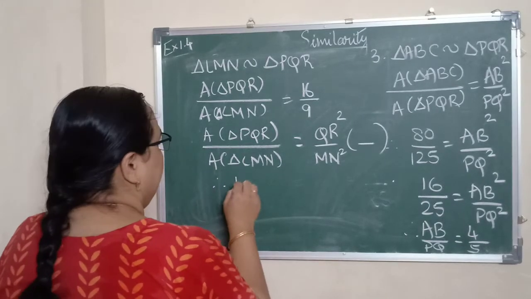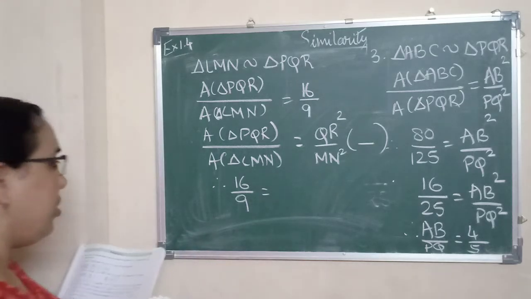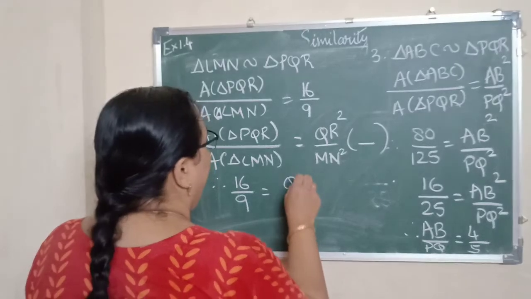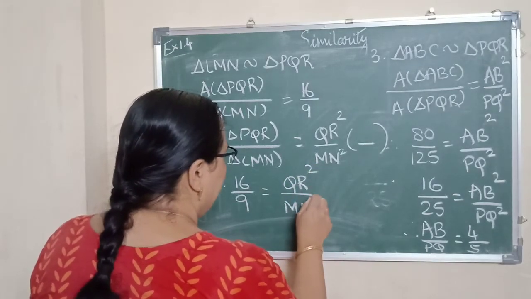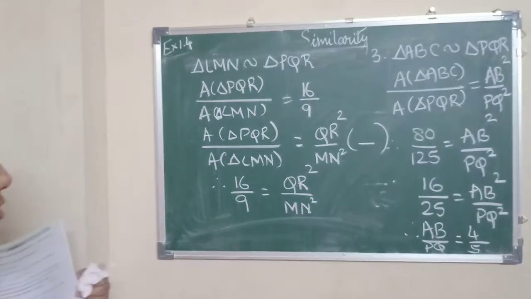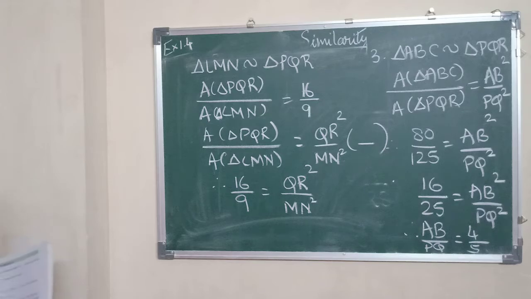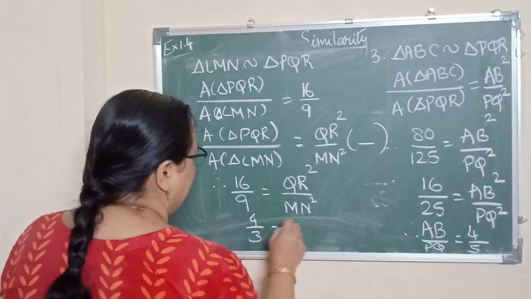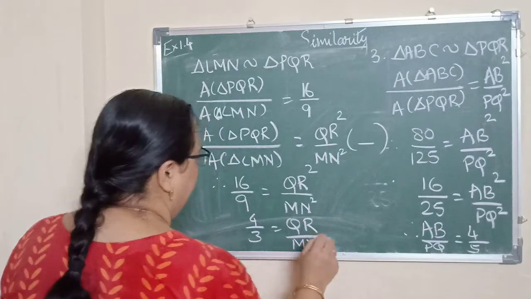Therefore, 16 upon 9 equals QR squared upon MN squared, and QR is given as 20. But before substituting, I would like to do some working here so that my sum becomes a little easier. 16 and 9 are both perfect squares, and QR and MN are also squared. So taking square root throughout, what do I get? 4 upon 3 equals QR upon MN.